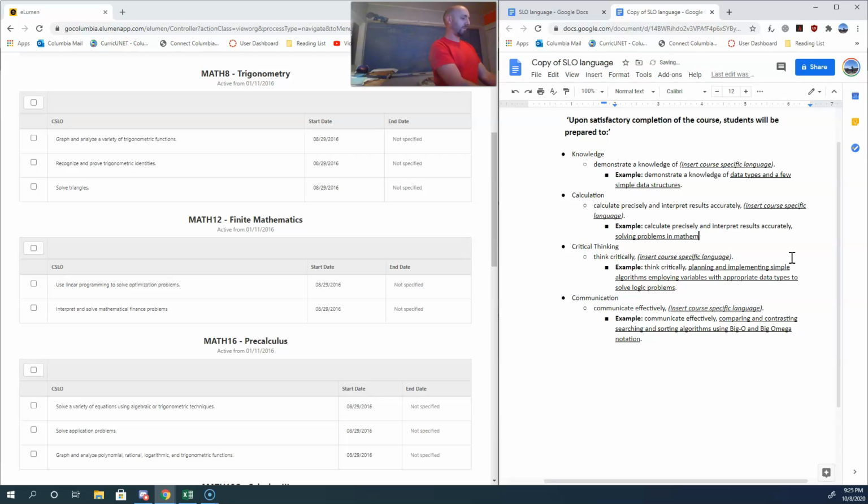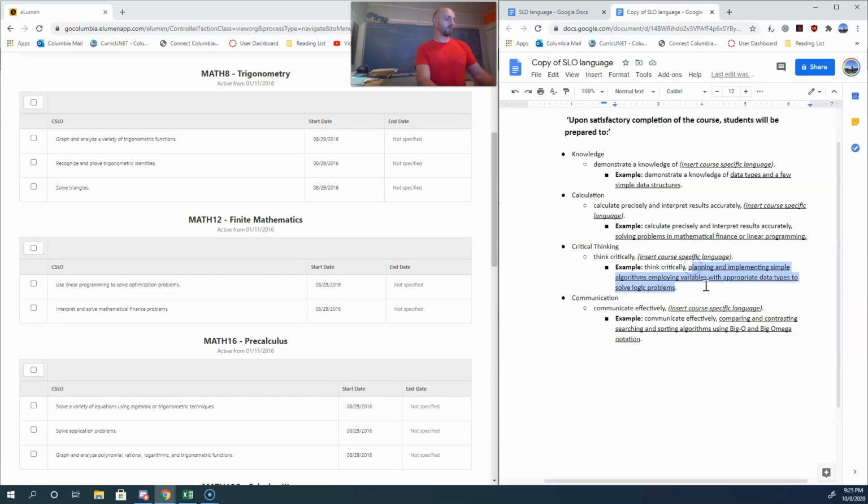problems in mathematical finance or linear programming. Now, I'm not entirely sure that I'm happy with this, but it's just a draft. If I look at my original SLOs, I see that I mentioned linear programming and I also mentioned mathematical finance. This feels like it might be an appropriate amalgamation of my two previous SLOs. Okay, let me fiddle with critical thinking, because I think that one I can get to something reasonable.